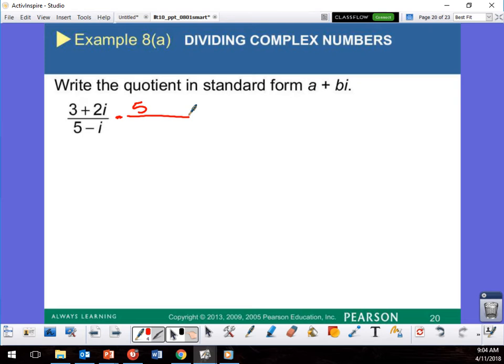Wait, I'm already confused. I'm so confused now. All these big words.